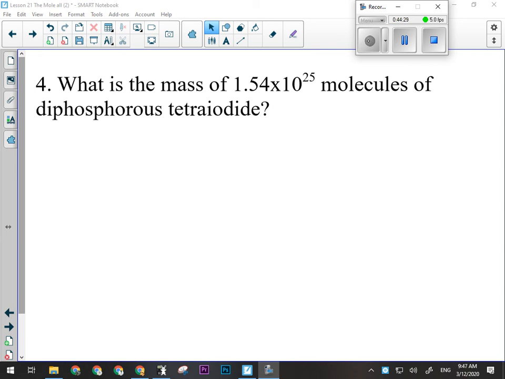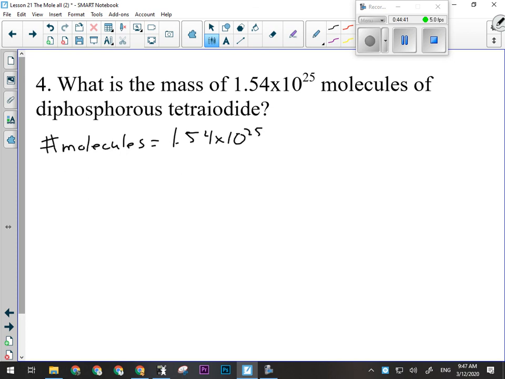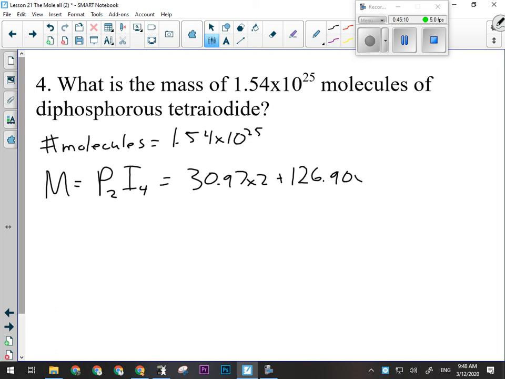So this one gives me the number of molecules. It's 1.54 times 10 to the 25, so definitely more than a mole, and they tell me that it is diphosphorus tetraiodide, so P2I4. So I can calculate the molar mass of that. So we'll have 30.97 times 2 plus, what was it, 126.90 times 4.